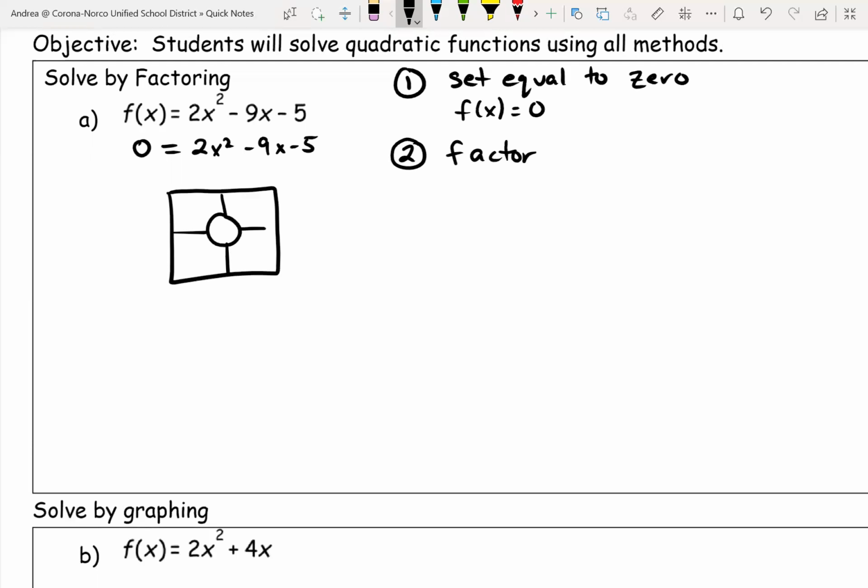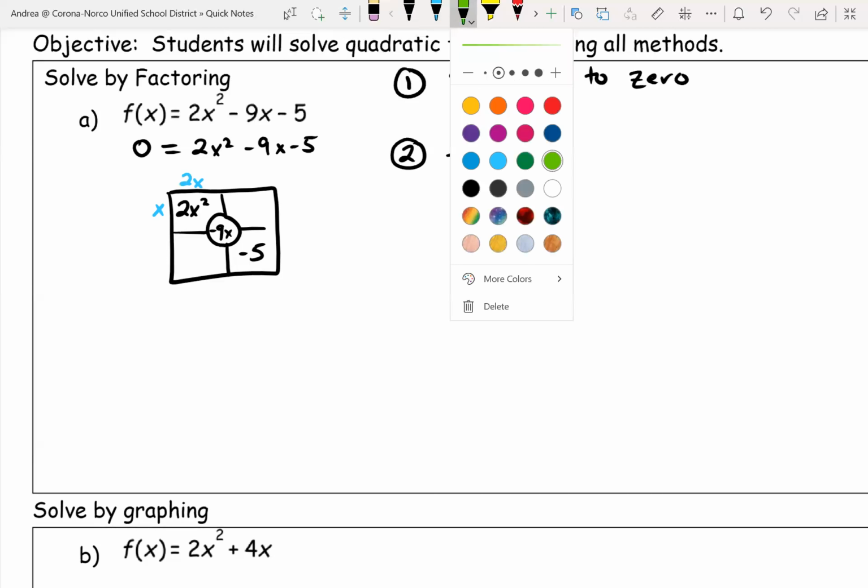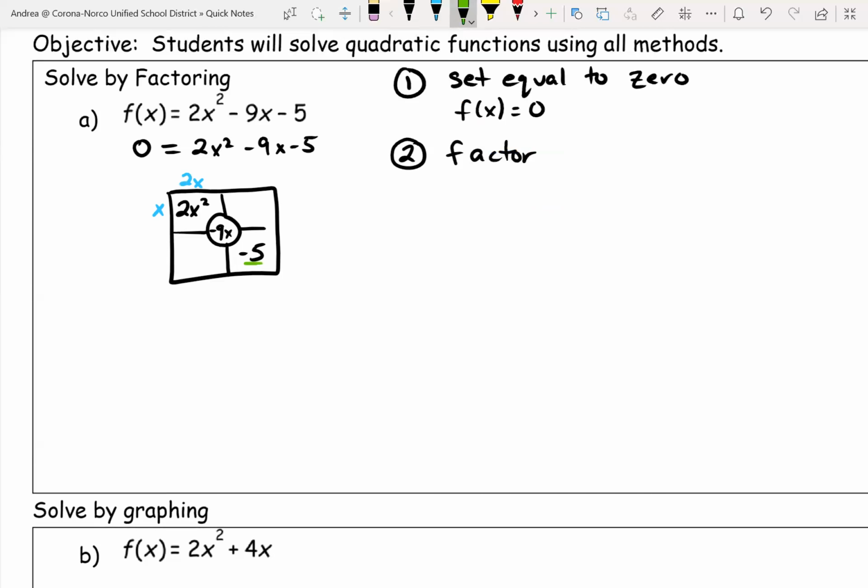So again, I like to use my box. If you can factor a different way, that's fine. I think this helps me organize a little better. So I first want to find out what multiplies to the 2x squared. So it's 2x and just an x. The next step is where I got that 5 from. Class, what multiplies to 5? 5 and 1, right? I'm going to put the 5 here and the 1 here.